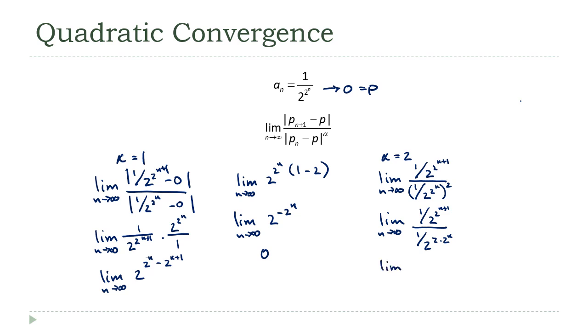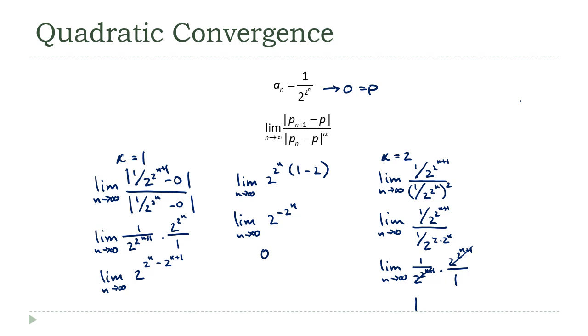This is the limit as n approaches infinity of 1 over 2 to the 2 to the n plus 1, times 2 to the 2 to the n plus 1 over 1. The exponents there are going to cancel, and this is just 1. So the quadratic version, when we took alpha equals 2, that also approached a constant. And so this tells me that we're actually doing even better and getting quadratic convergence here.